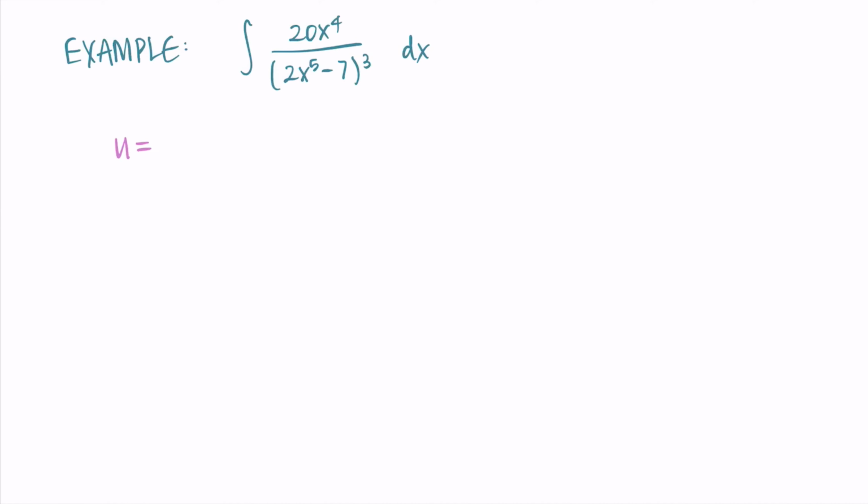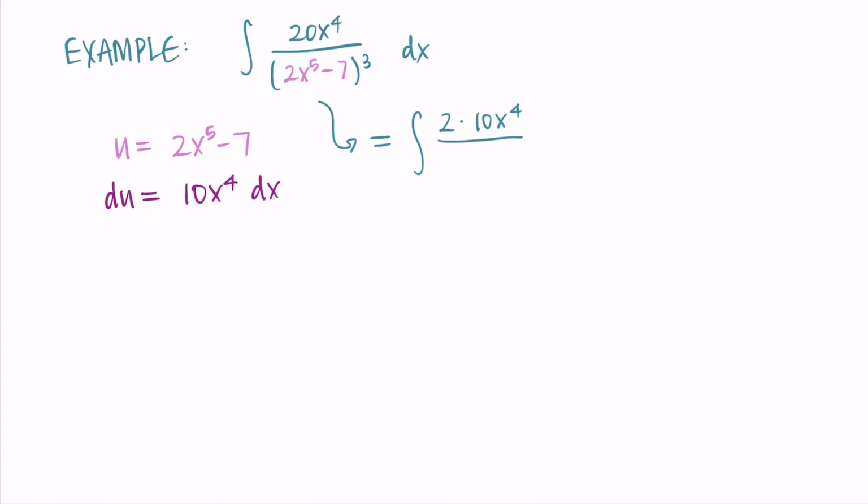So let's let u equal 2x to the 5th minus 7, and then taking the derivative of u, I'm getting 10x to the 4th dx. I don't necessarily have a 10x to the 4th in my numerator, but we can just do a little rewriting in order to make that happen. 20 is 2 times 10, so I'm going to rewrite that as 2 times 10x to the 4th. Now it might be a little easier to see that I have that 10x to the 4th dx that I can replace with du, and in the denominator I have my u cubed. So I'm left with the integral of 2 over u cubed du.